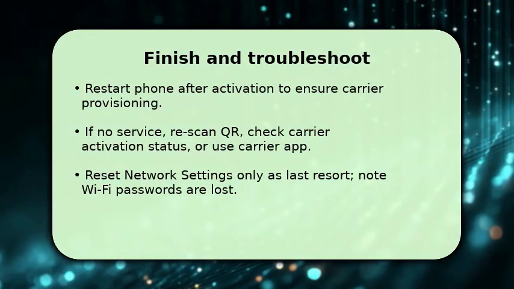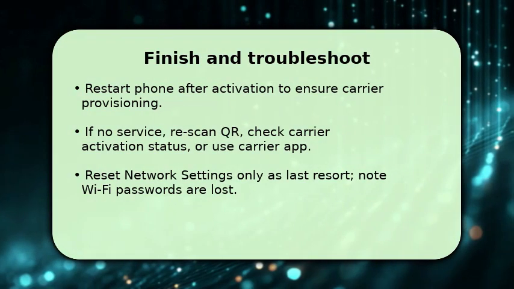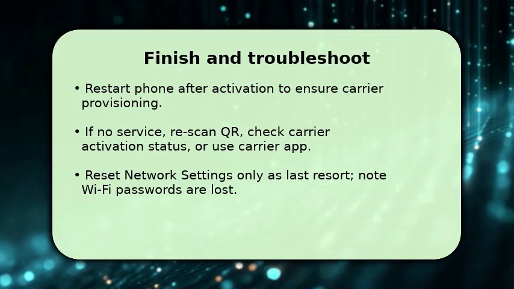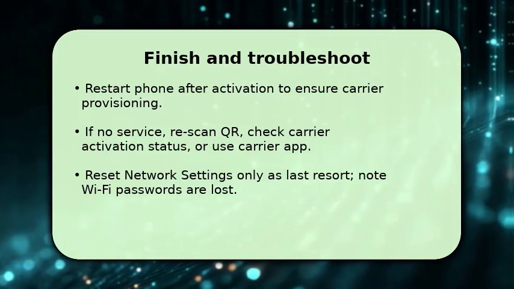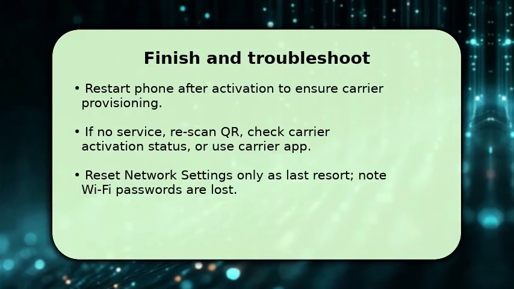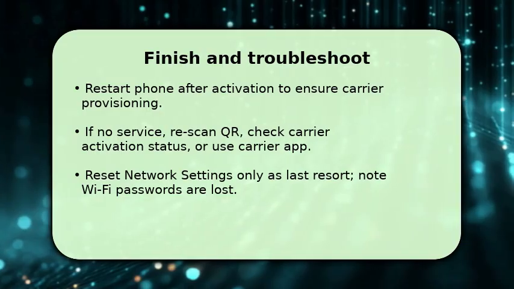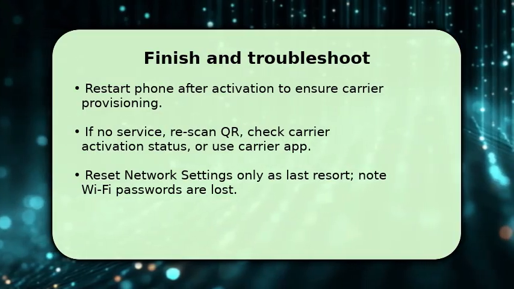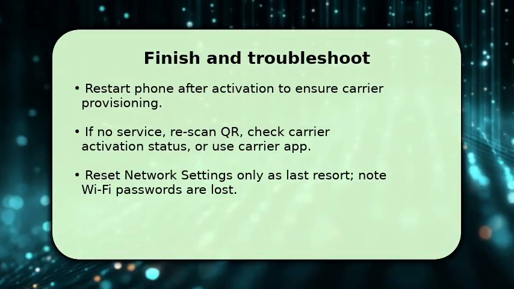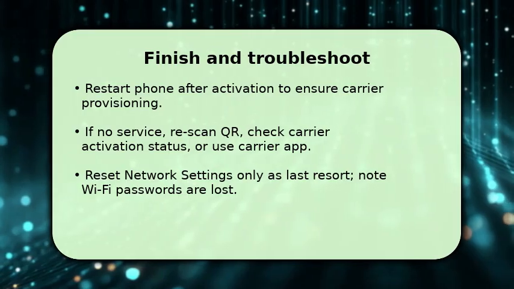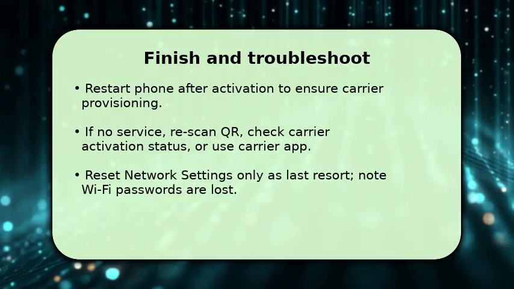To finish, verify signal bars and carrier name, then place a test call and send a text. If the plan shows but there's no service, restart the iPhone first, then re-scan the QR or open the carrier app to confirm activation. Make sure airplane mode is off and the eSIM is enabled under cellular plans. If problems persist, contact the carrier for provisioning status.